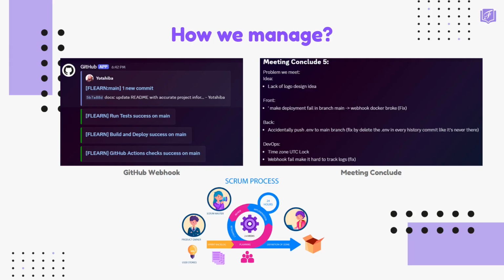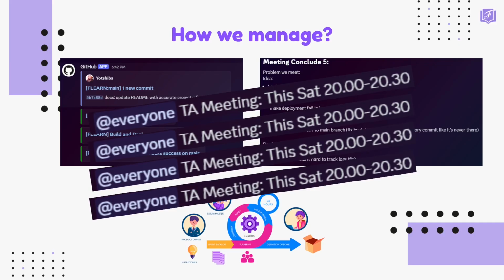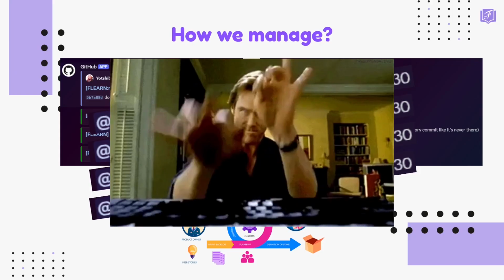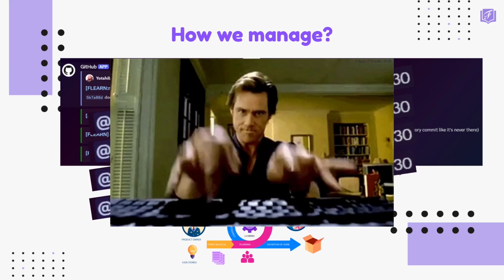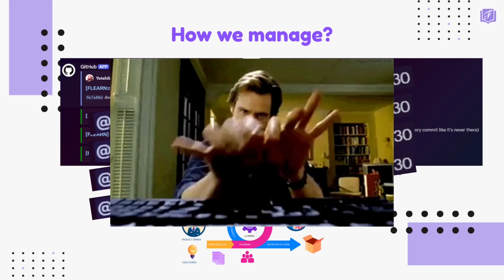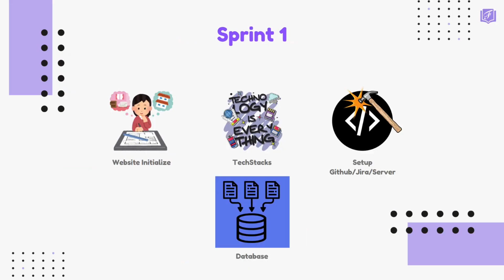And of course, we have the TA meeting. In the first or second sprint, we thought that we needed to meet with the TA every week, so this happened. And since we thought that we needed to meet every week, we needed to keep up with every feature and speed things up. And yeah, we were very tired from that in the first sprint. Okay, so let's talk about the first sprint.